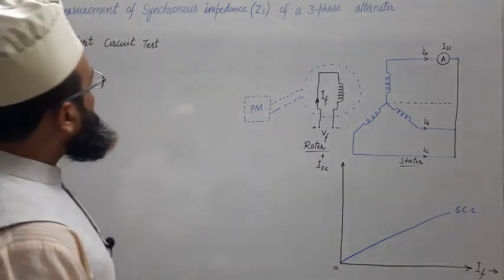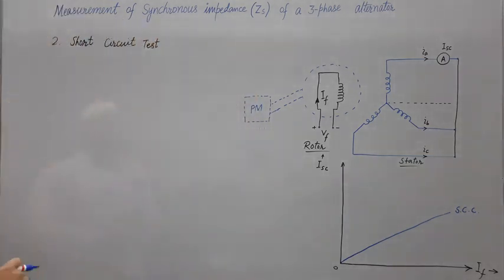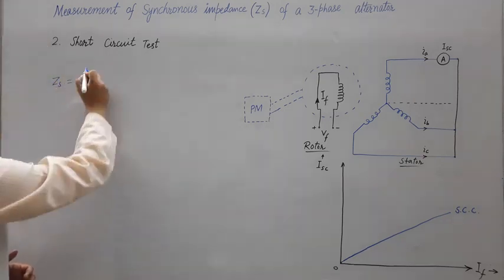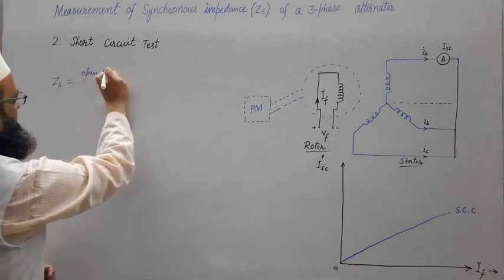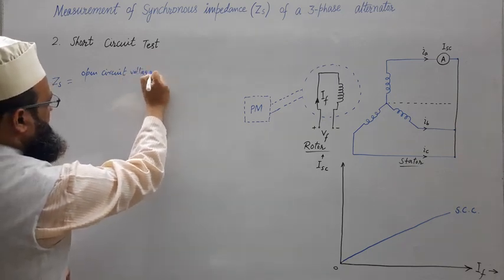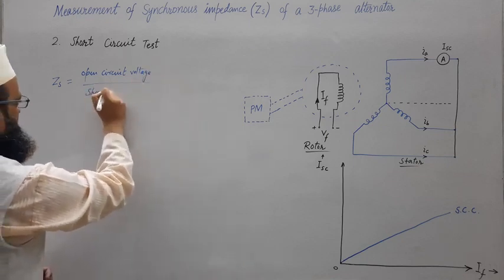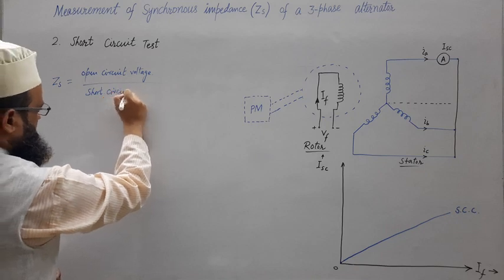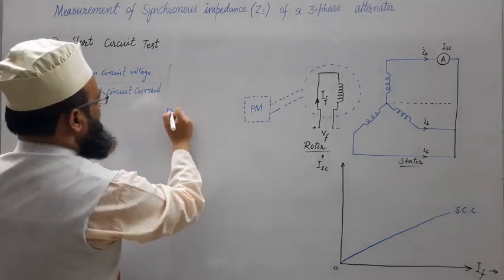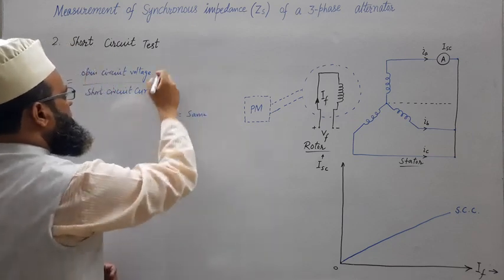So once these two tests have been performed, then we can evaluate synchronous impedance like ZS is equal to open circuit voltage upon short circuit current, at the same value of field current. IF should be the same.